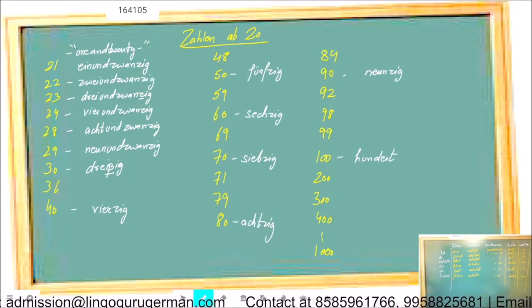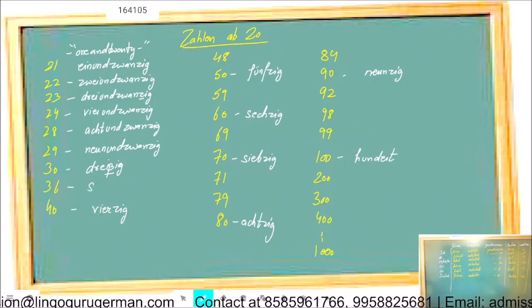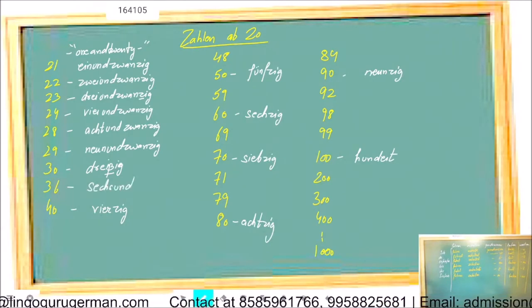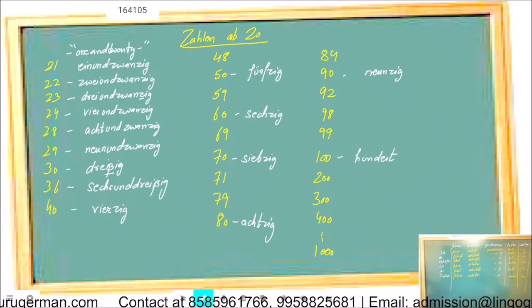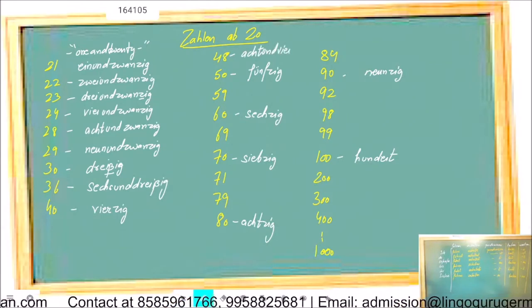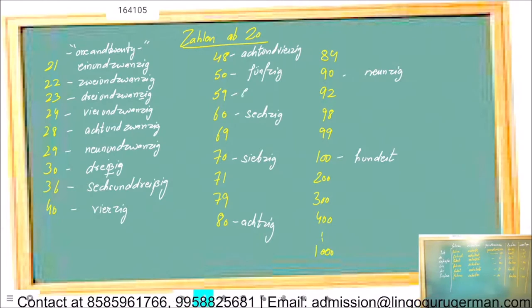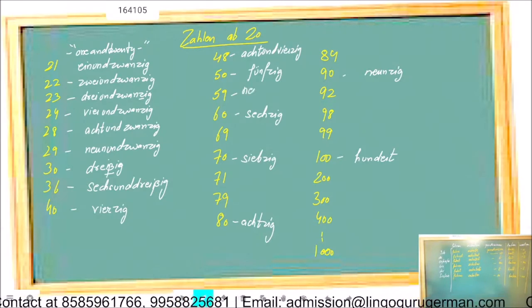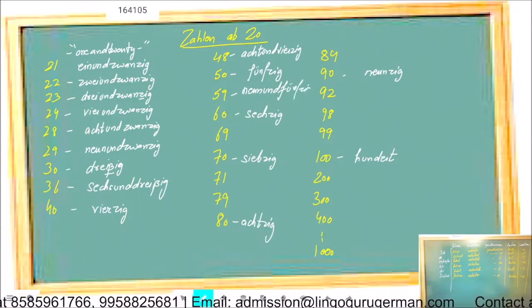And if we try to write down the missing words or these numbers, so 36, 6 and 30, which is sechs und dreißig. 48, 8 and 40, acht und vierzig. 59, 9 and 50, it is neun und fünfzig.